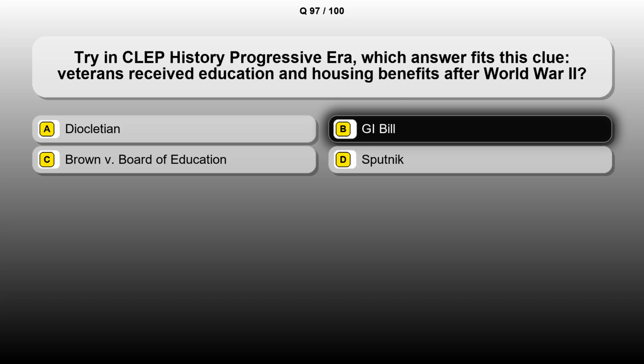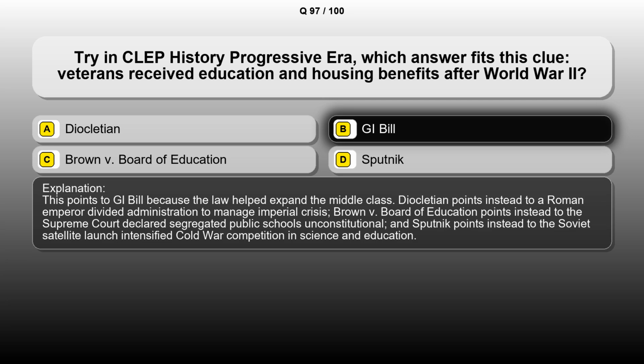The correct answer is option B, GI Bill. This points to GI Bill because the law helped expand the middle class. Diocletian points instead to a Roman emperor divided administration to manage imperial crisis. Brown v. Board of Education points instead to the Supreme Court declared segregated public schools unconstitutional, and Sputnik points instead to the Soviet satellite launch intensified Cold War competition in science and education.